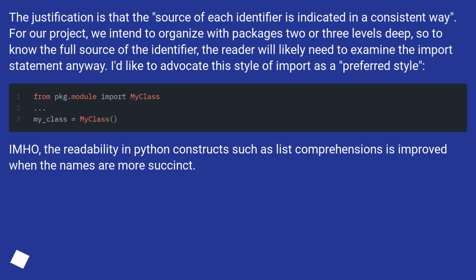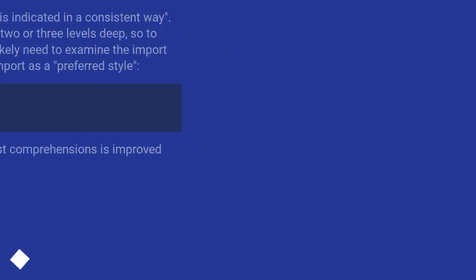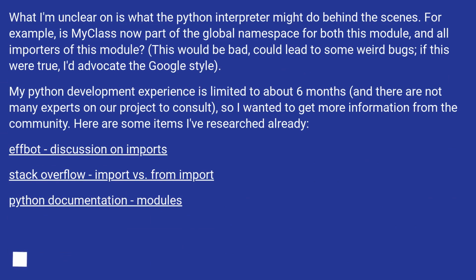IMHO, the readability in Python constructs such as list comprehensions is improved when the names are more succinct. What I'm unclear on is what the Python interpreter might do behind the scenes. For example, is my class now part of the global namespace for both this module and all importers of this module? This would be bad, could lead to some weird bugs. If this were true, I'd advocate the Google style.